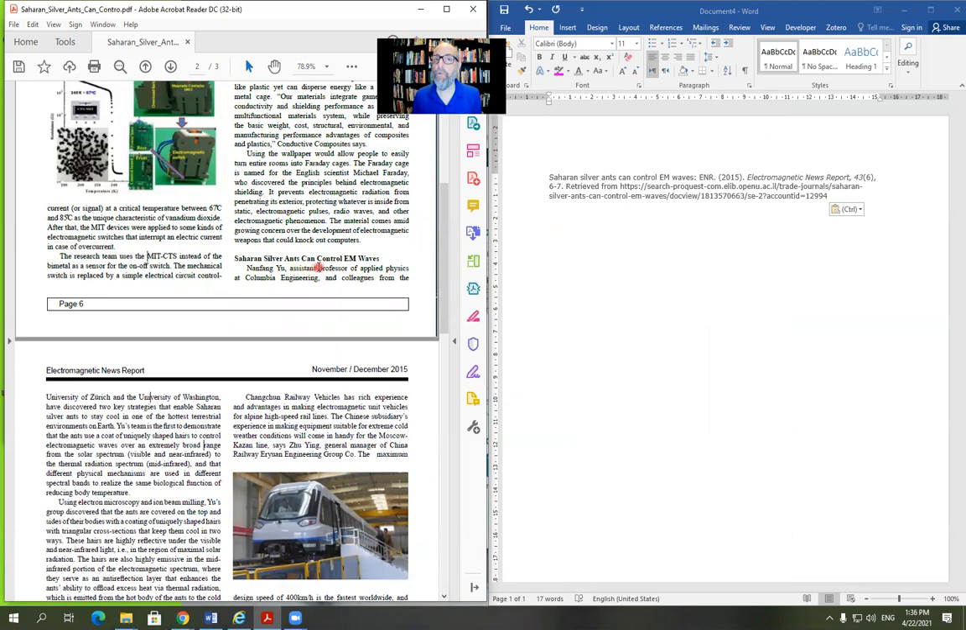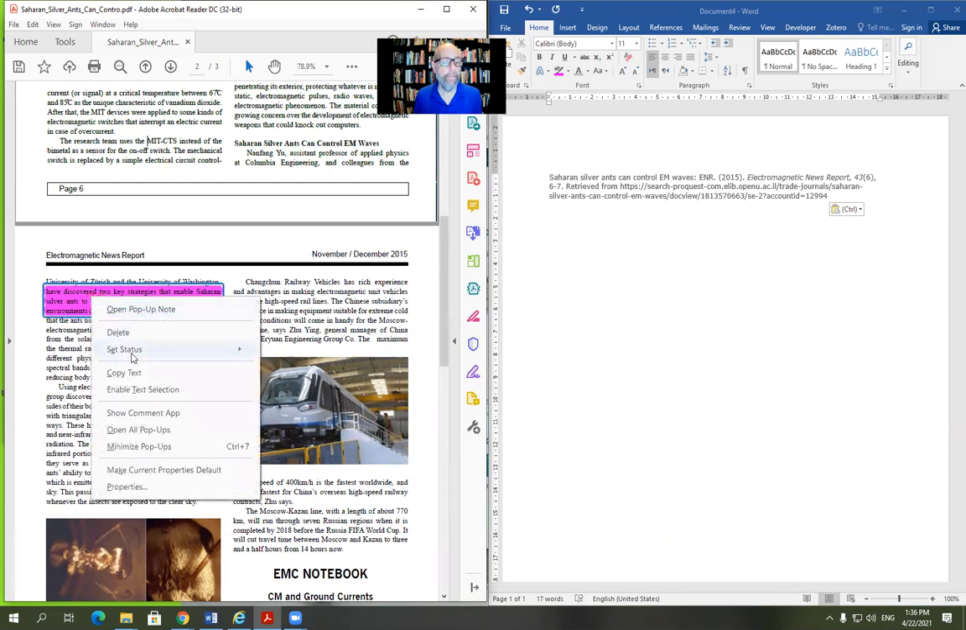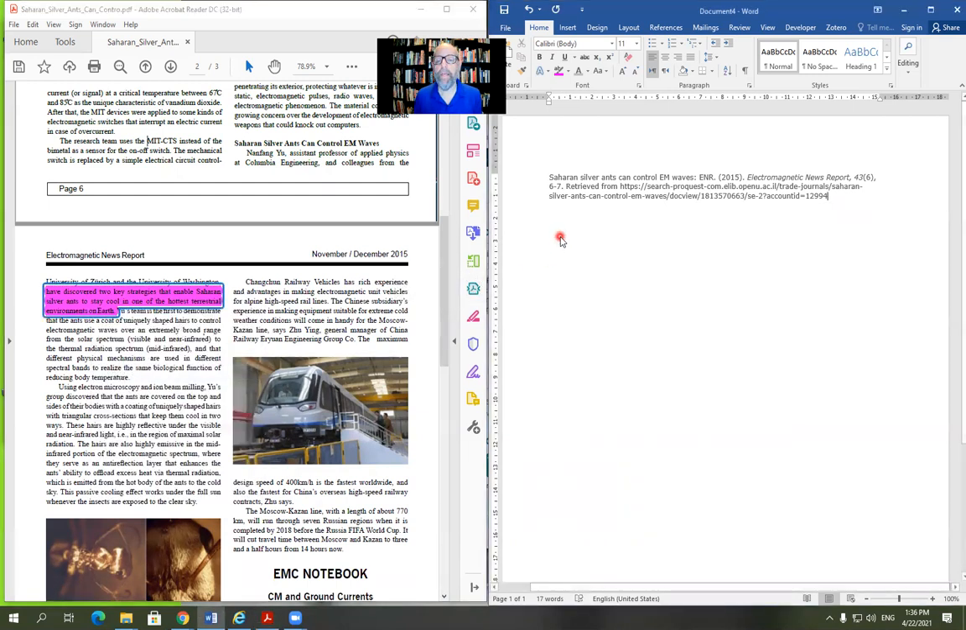Saharan silver ants can control EM waves. Nanfeng Yu, assistant professor of applied physics at Columbia Engineering, and colleagues from the University of Zurich, University of Washington, have discovered two key strategies that enable Saharan silver ants to stay cool in one of the hottest terrestrial environments on Earth. So this is, I think, important. So I'm going to highlight it. Same way that you would highlight it regularly if you're reading it on paper. What I'm going to do now, though, is I'm going to copy it. And I'm going to put the whole thing in my Word document.